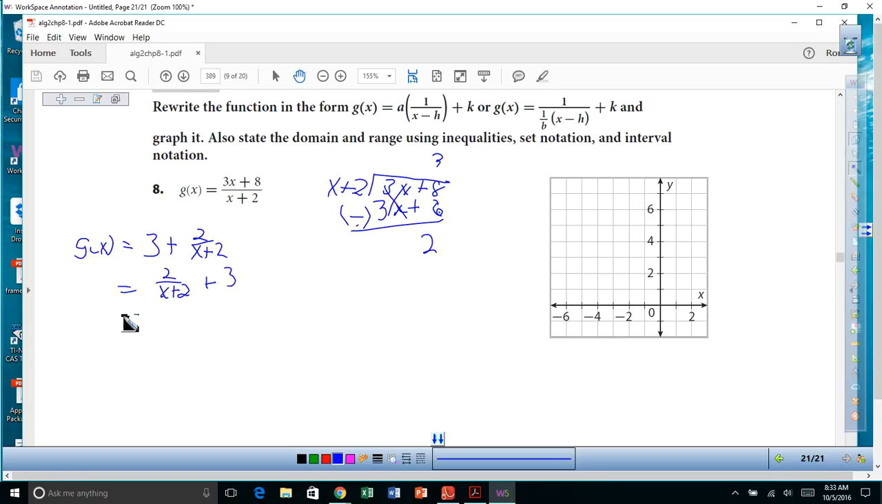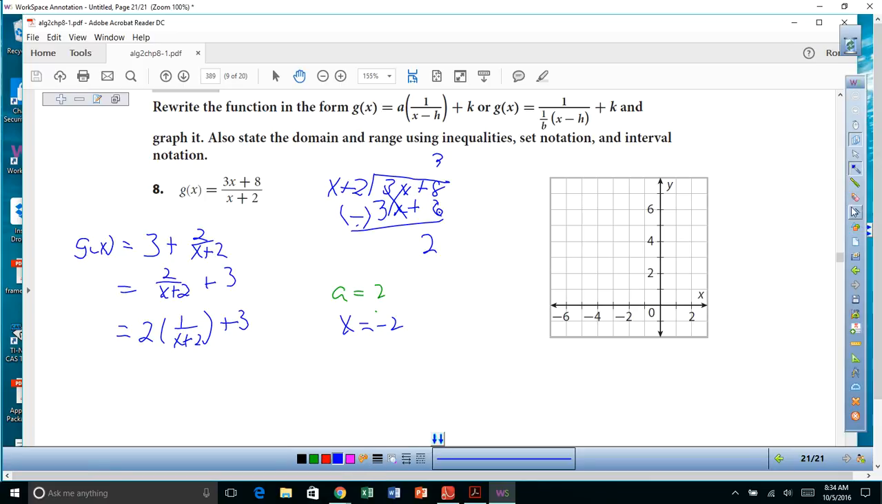Notice this doesn't have a 1 in front, so we've got to put the 1 out front. We've got 1 over x plus 2, plus 3. Okay, so we're going to have an a. Let's see, we have a equals 2. What does the 2 do? That's a vertical stretch. And then we're going to have a vertical asymptote of x equals negative 2.